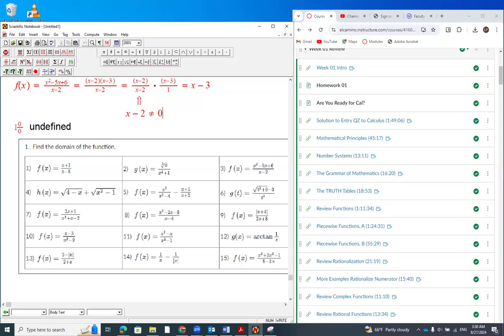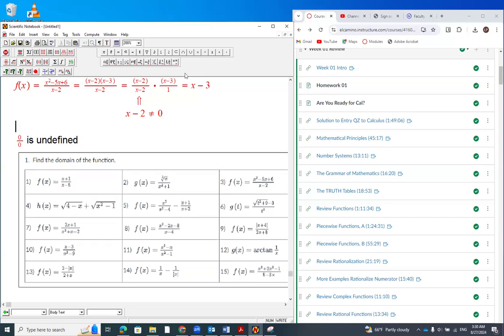So understanding this, you would not say the domain is all real numbers. No, the domain is x is not equal to 2. From that perspective, is this reduction necessary? The answer is no. The reduction actually is not necessary.